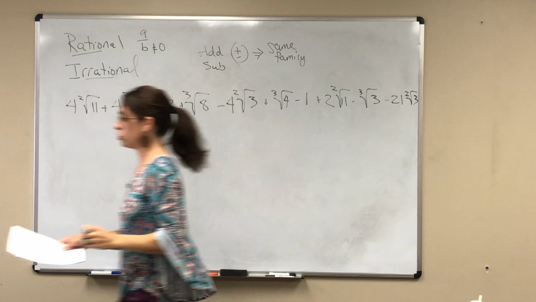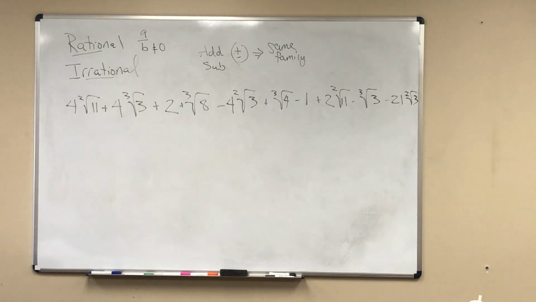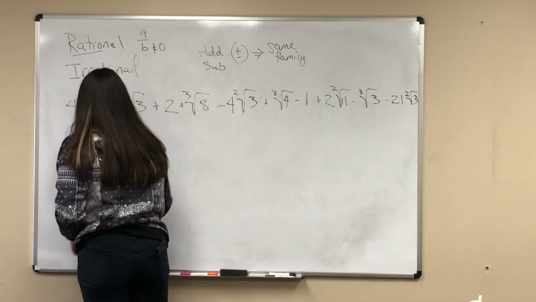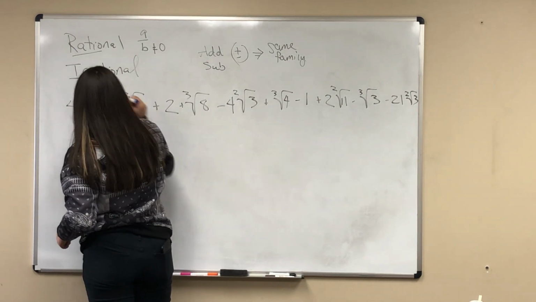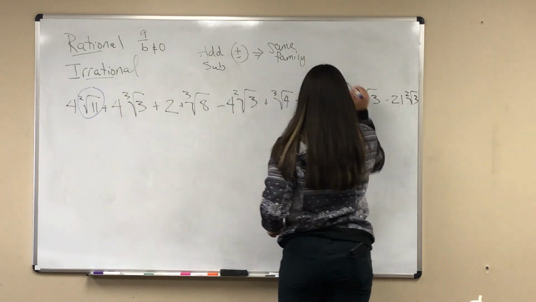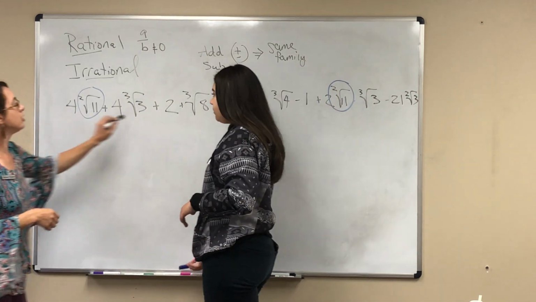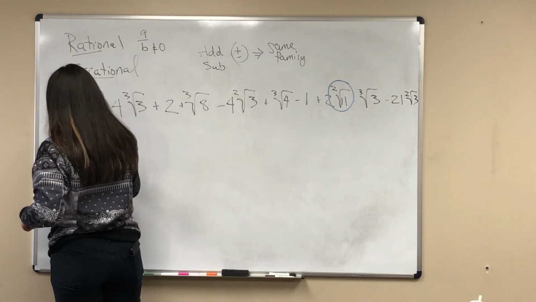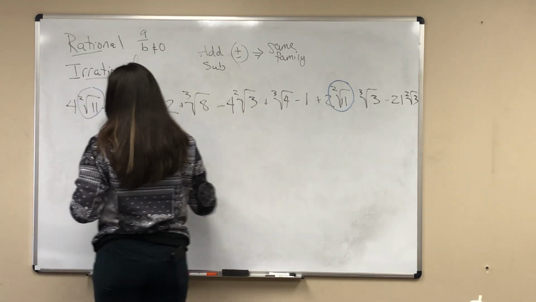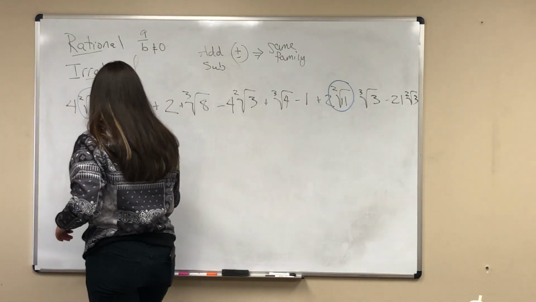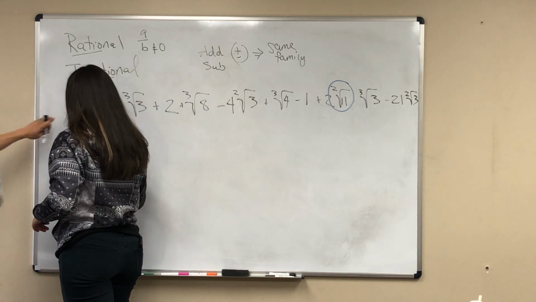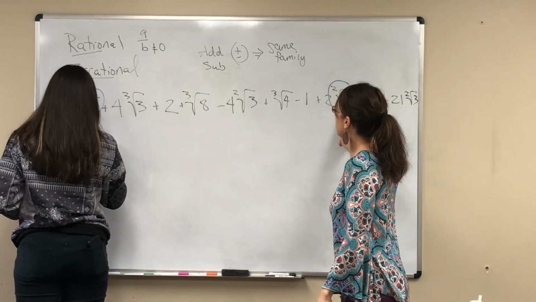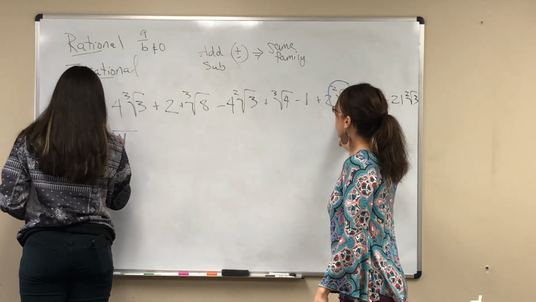Nazarene, come up and circle two that can be combined. Perfect. So when we combine those two, what do you get now? Write it with your blue marker. So combine those two terms. Just write what they are now. So you got 4 square root of 11 and 2 square root of 11. So now you have 6 square root of 11. Perfect.